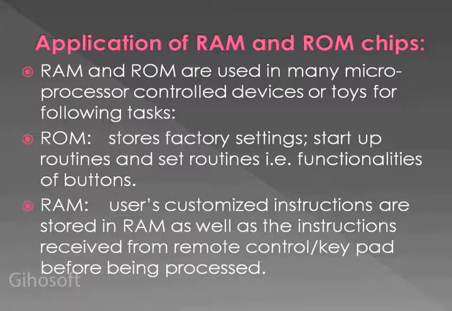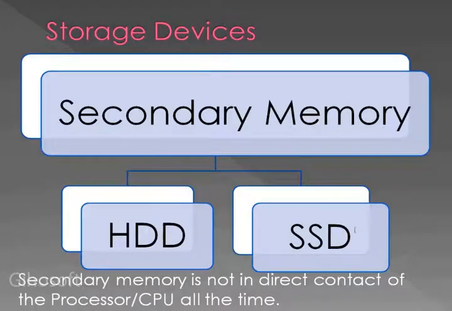The next we have are, like we discussed, after primary we have secondary memory, and we have two types of it, hard disk drive and SSD. And just remember that it is not in direct contact of the processor or CPU all the time. Whatever goes from the hard drive to the processor, or from the processor to the hard drive, it goes through RAM or cache.